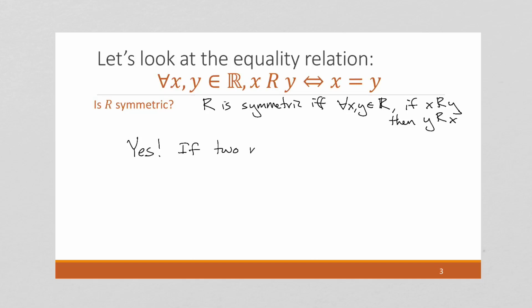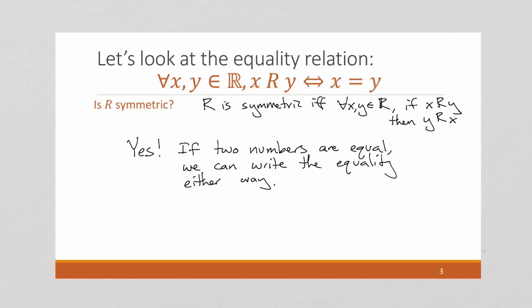If two numbers are equal, we can write the equality either way. So if I said that x equals y, I know I could also write this as y equals x. Or 3 equals 3, I'm going to rewrite it as 3 equals 3. And I'm going to guarantee you that that second 3 on the first line becomes the first 3 on the other line. But again, you can't tell the difference.